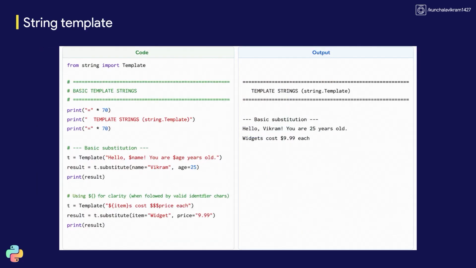Okay, so the last one is string template. Okay, so basically, let's say you have a very big summary or big passage, where you want to modify it by having some placeholders, like for example, let's say I want to send the same email to my subscribers.